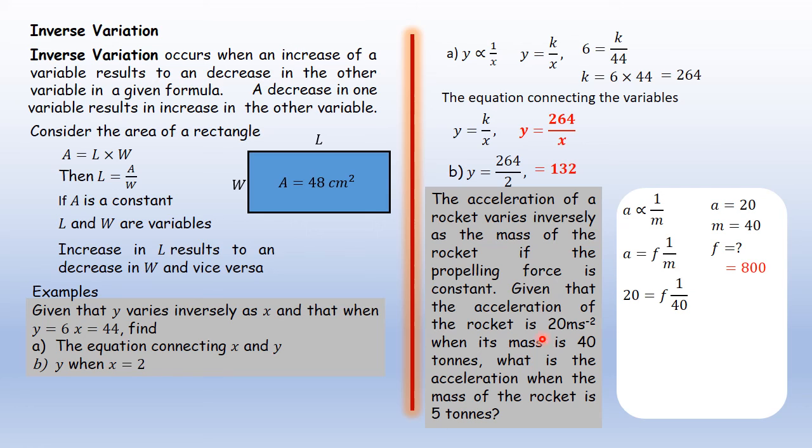The question is, what's the acceleration when the mass is 5 tons? So I just need to replace the values. A is equal to F times a fifth, 1 over 5 is 1 over M, where M is mass and it is in tons here. I also know that F is 800. So replacing the values there, you're going to get A is 800 times a fifth, which is simply 160 meters per second squared. And that is the answer for acceleration when the mass of the rocket is 5 tons.